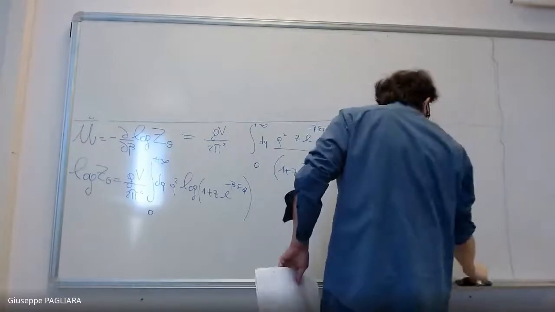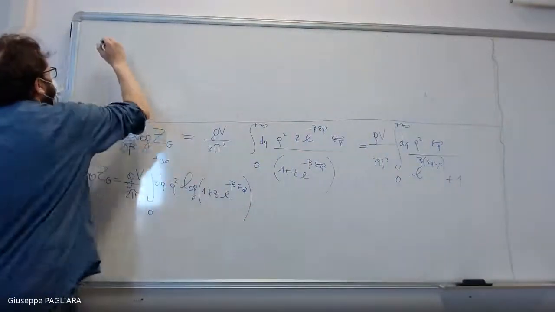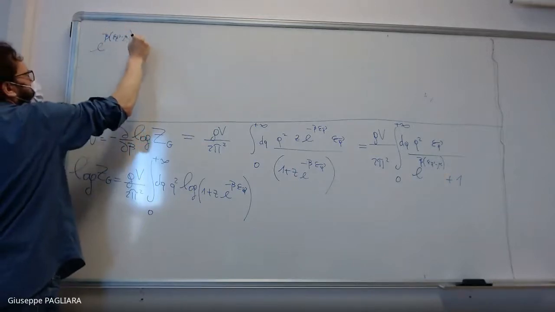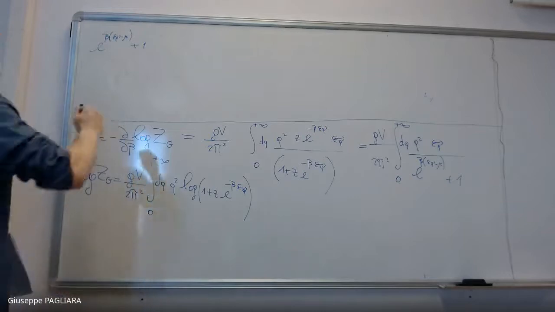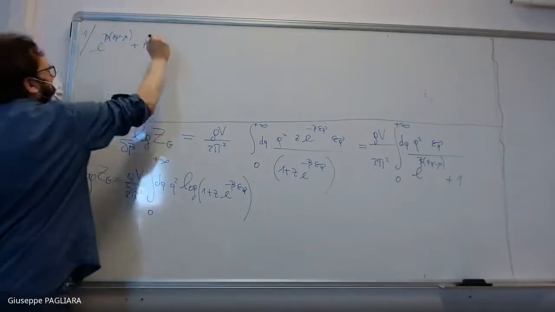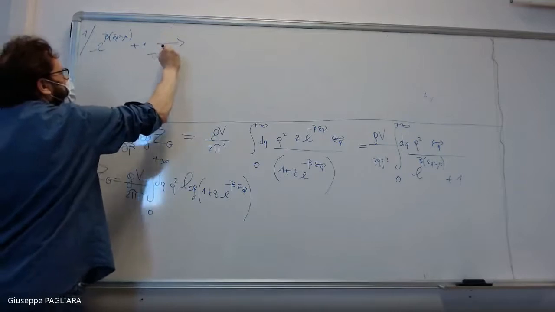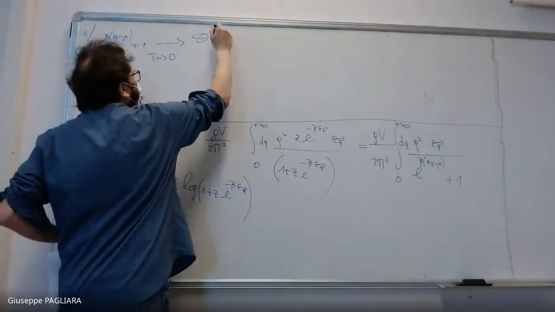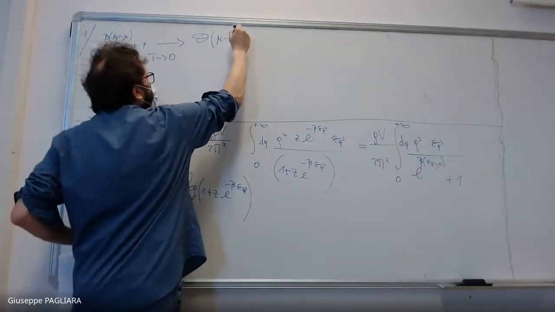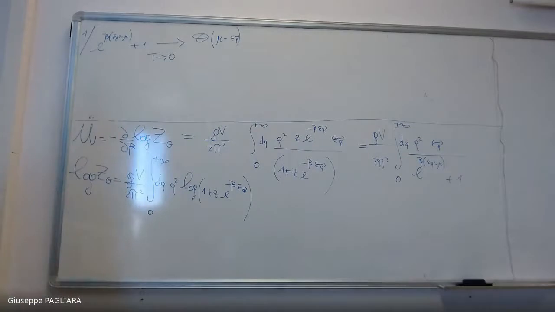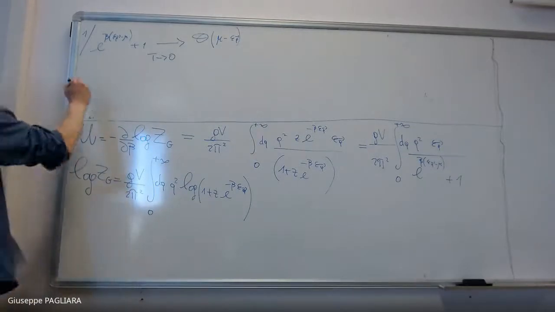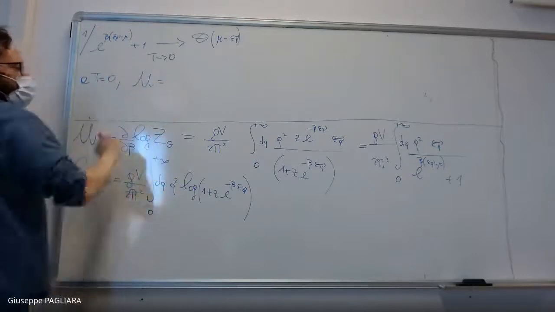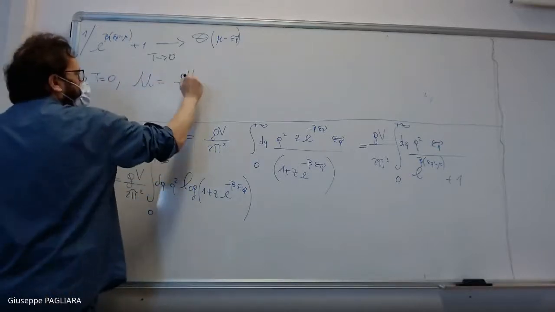Now this function here, as we said previously, 1 over e to the beta (epsilon q minus mu) plus 1, becomes a theta function for T going to 0. And this theta is the following: theta of mu minus epsilon q, in the limit in which T is equal to 0. Therefore, at T equals 0, U becomes g V over 2 pi squared.